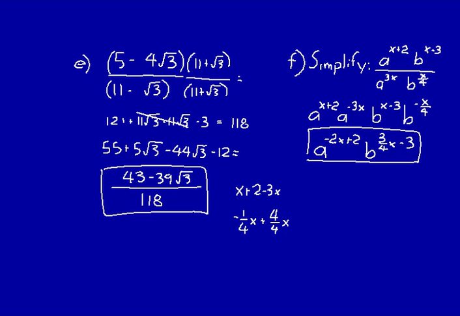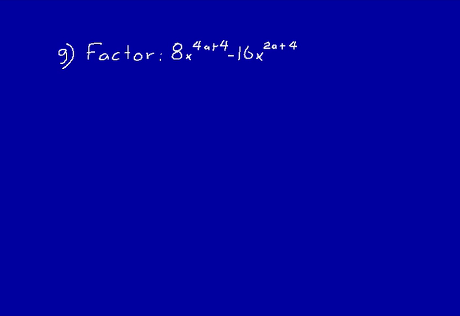Look at problem G. On this one, I want you to factor. And so what you have to do on this is find the greatest common factor between those two terms. The first thing you should do is just look at the numerical coefficients. And you see you have an 8 and a 16, or a negative 16. And so the greatest common factor that they have is an 8. So we could just start with an 8.